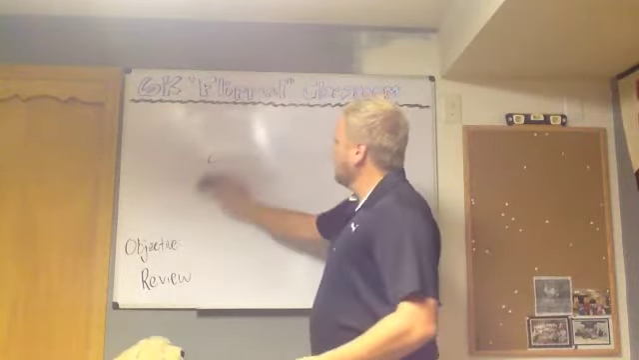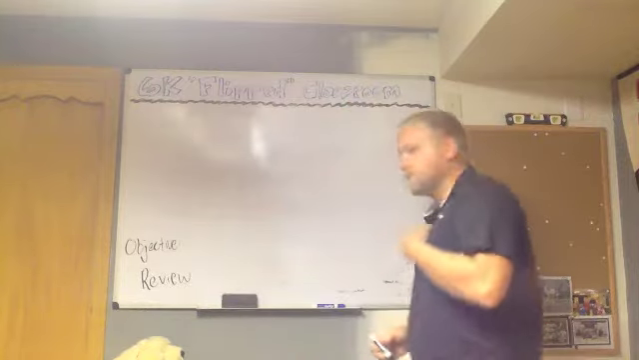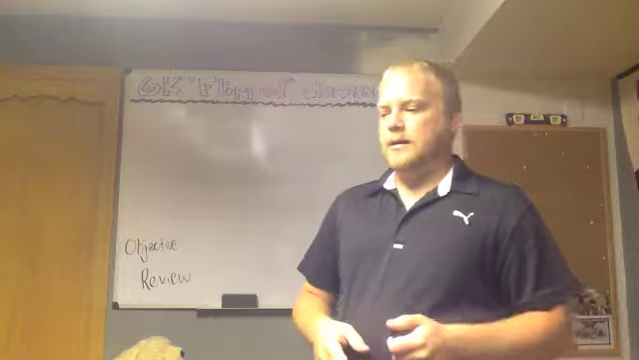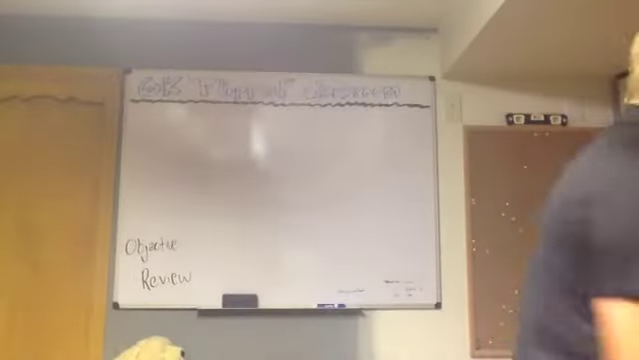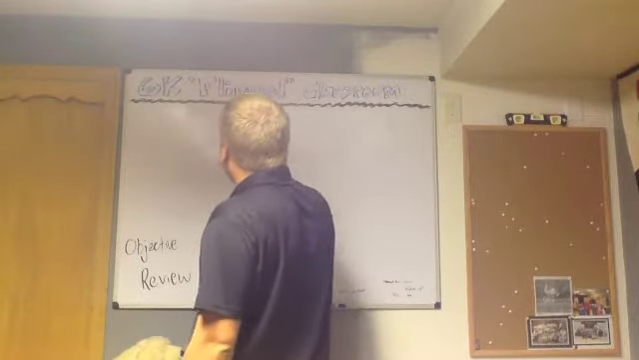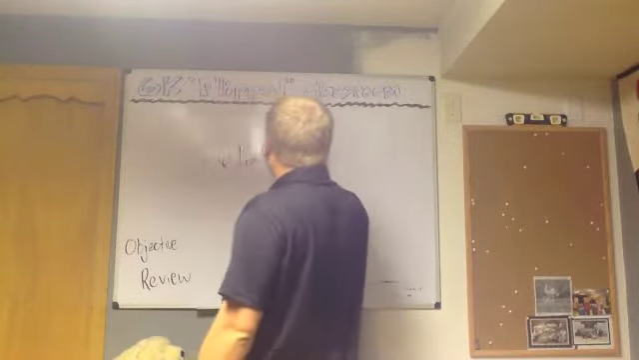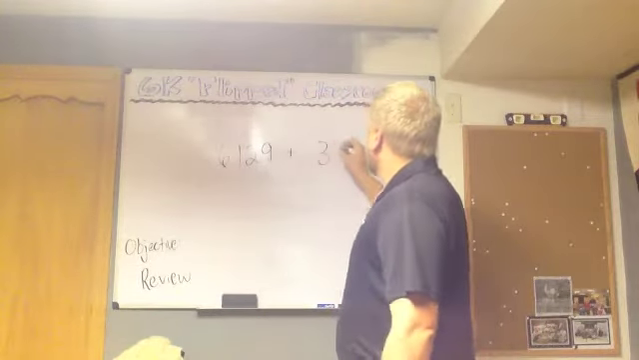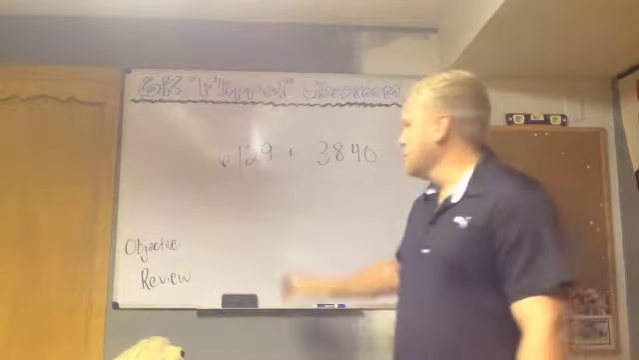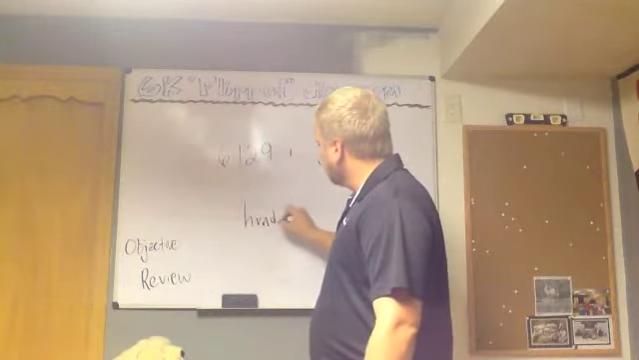Hopefully you paused. The next kind of problem is one where we round, and on your quiz the next one is going to be where it tells you which way to round. So we'll say 6,129 plus 3,840, and it says to round to the hundreds place.